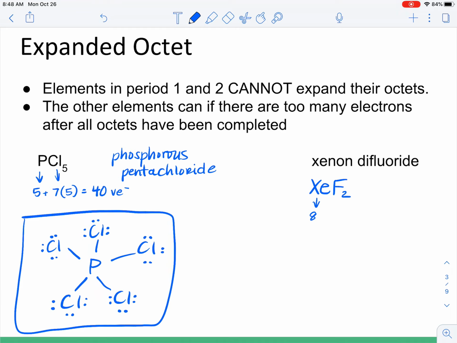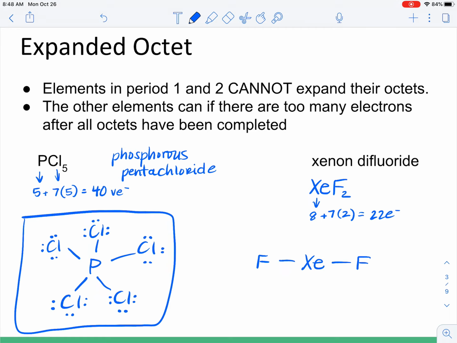So xenon has 8 valence electrons, plus fluorine has 7, but there's 2 fluorines. So it looks like I've got 14 plus 8. All right, 22 electrons. Well, let's draw our structure. We have xenon. I'll make that the central atom. And then we have 2 fluorines. So I'm going to make it symmetrical. Draw 1 fluorine here, 1 fluorine here. And here's my single bonds.